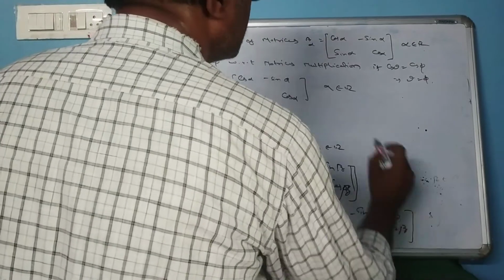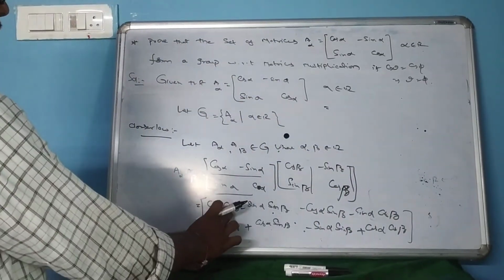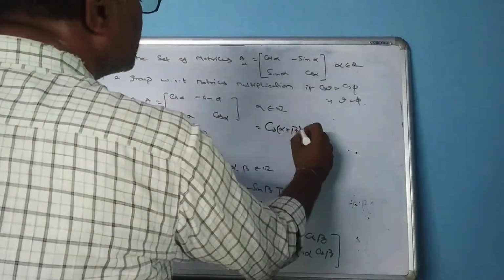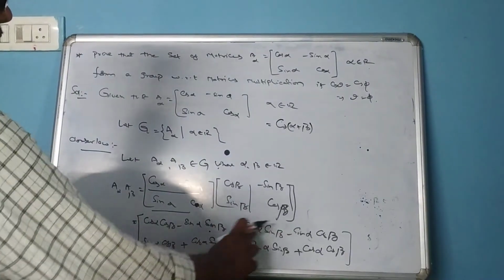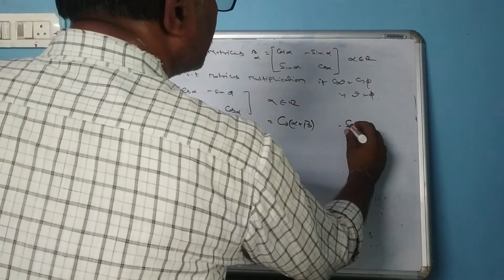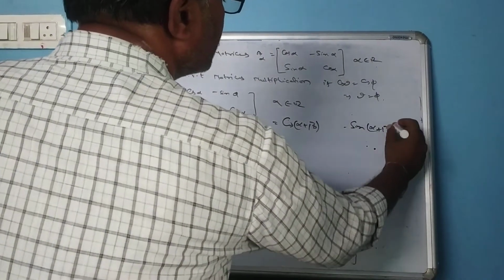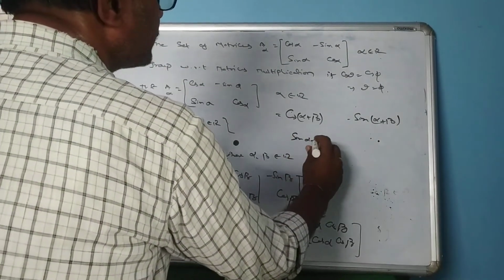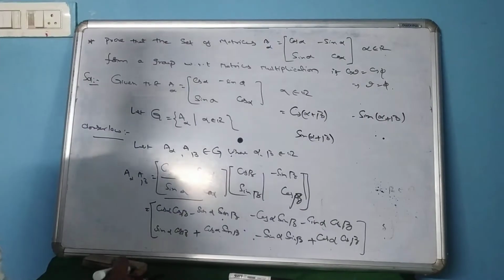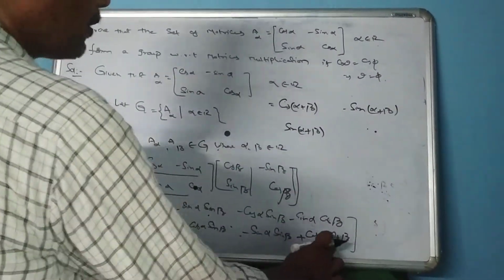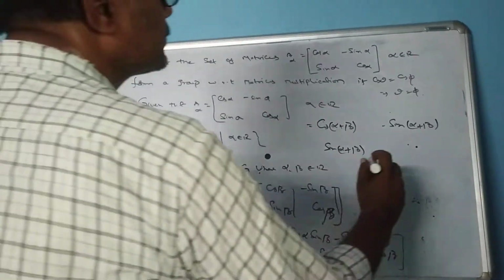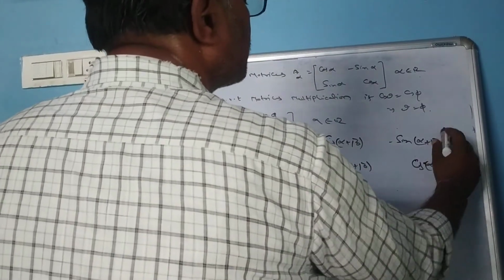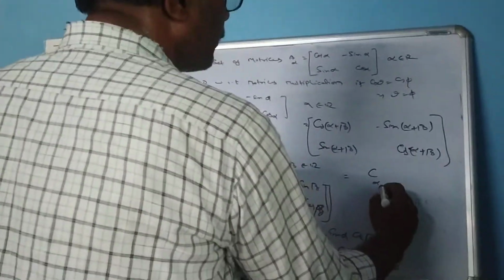What is this? Cos alpha cos beta minus sin alpha sin beta is cos of alpha plus beta. This is the formula, you know. Taking minus as a common factor from this, this is sin of alpha plus beta. Here also the same, sin of alpha plus beta. This is also cos alpha cos beta minus sin alpha sin beta, which is cos of alpha plus beta. I want to represent this as A of alpha plus beta.